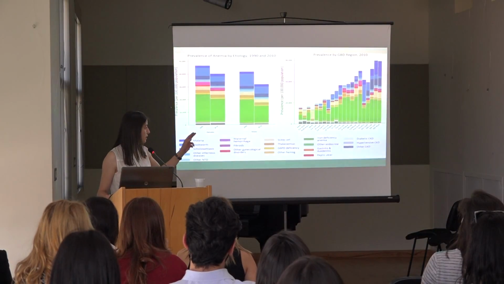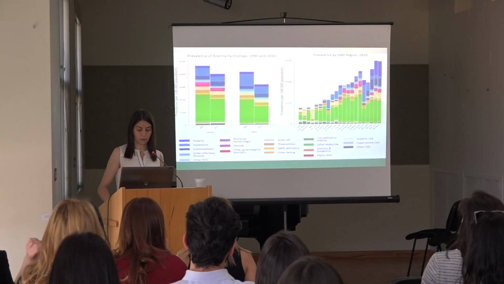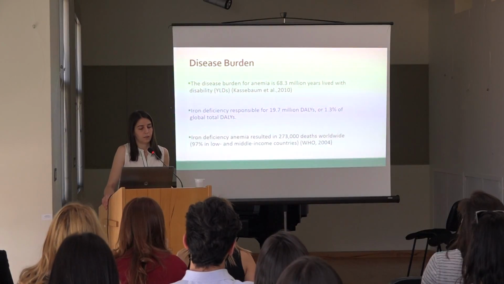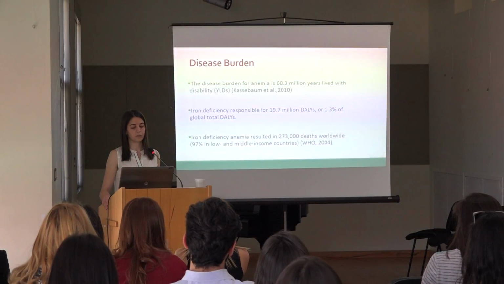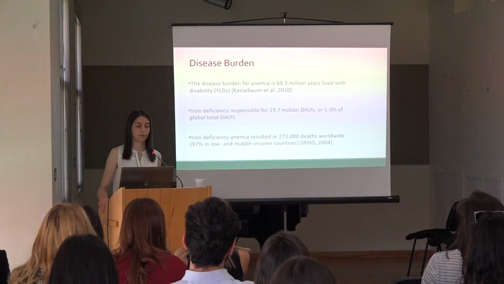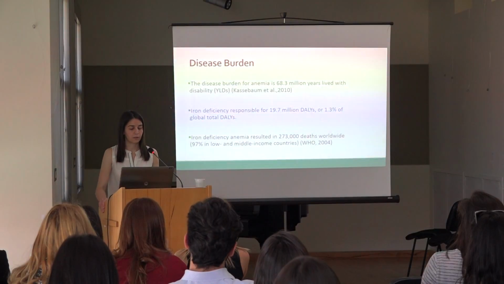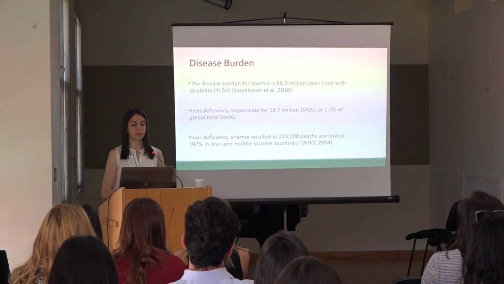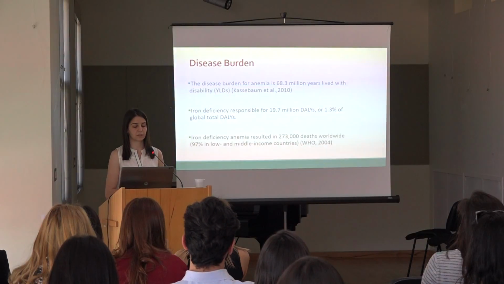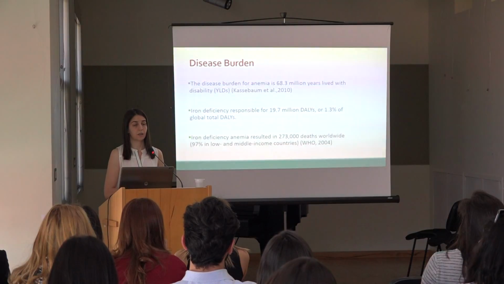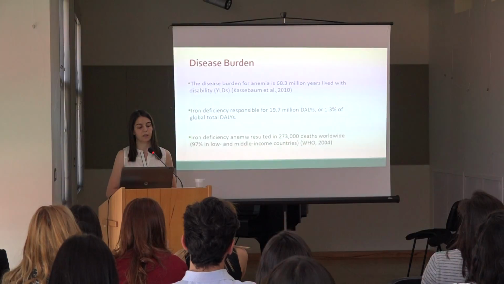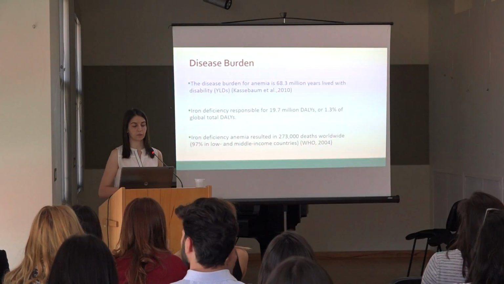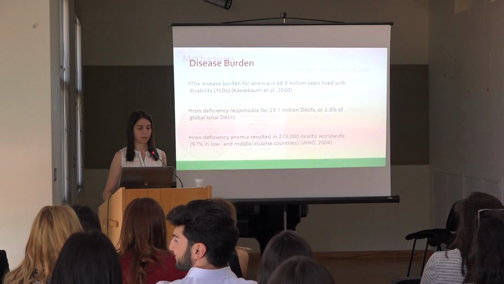The next chart shows the global burden caused by anemia. The disease burden for anemia is 68.3 million years lived with disability, and for iron deficiency, the global burden is 19.7 million disability adjusted life years, which is 1.3% of global total deaths. Iron deficiency anemia caused 273,000 deaths worldwide, and 97% of those occur in low and middle income countries.